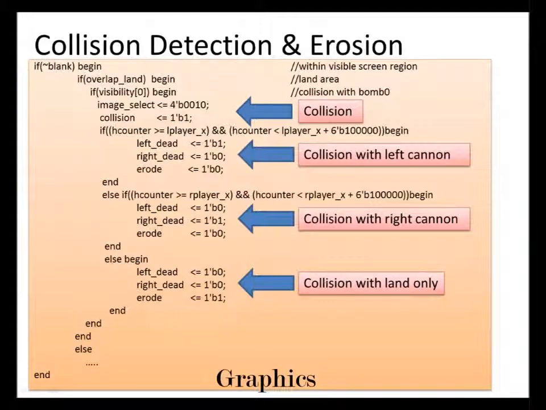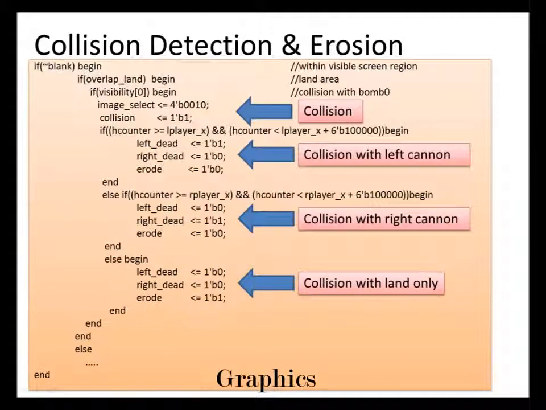Collision detection is part of the VGA control module. Following the flow from the top of the screen, if we are in the visible screen region, and if the current pixel belongs to the land area, we check if there is also a cannonball in the same pixel. If yes, there is a collision.